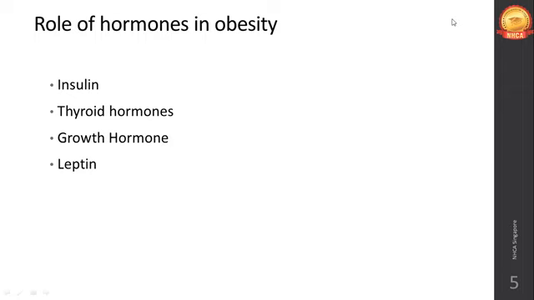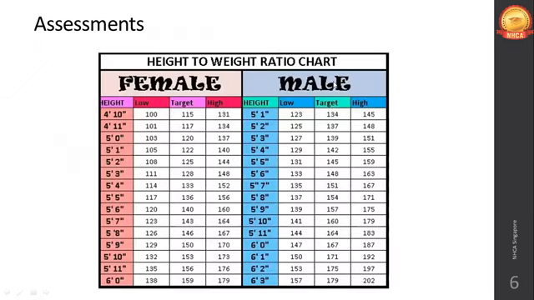So that's about the role of hormones in obesity. Now, assessment of weight for male and female. The weight is given here in pounds. The height is given not in centimeters, it's in feet and inches. So you can convert these weights into kilograms. Just use Google.